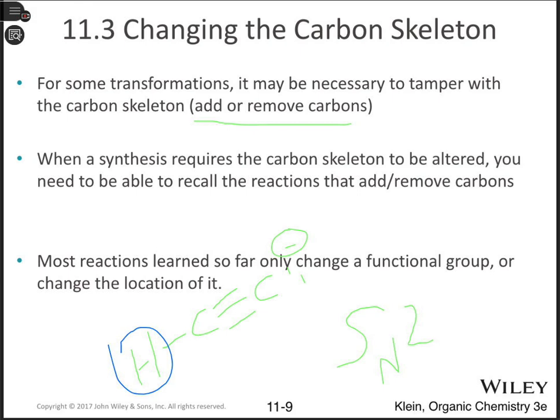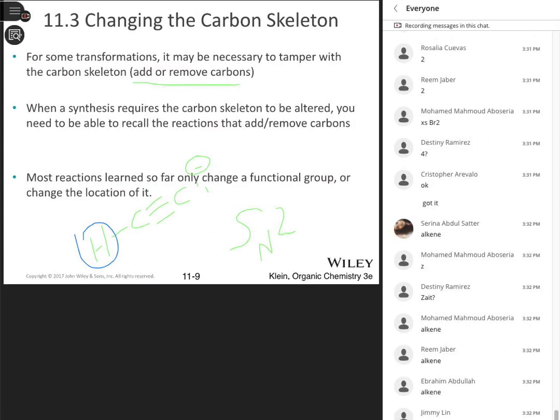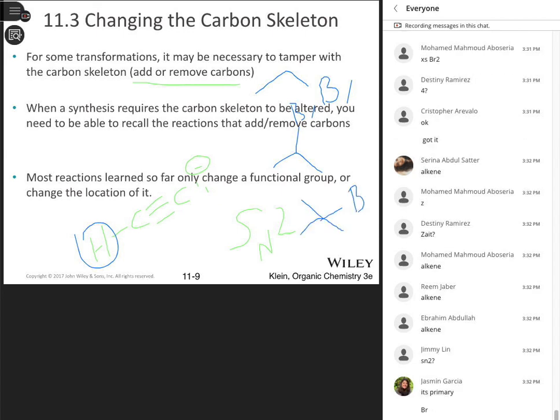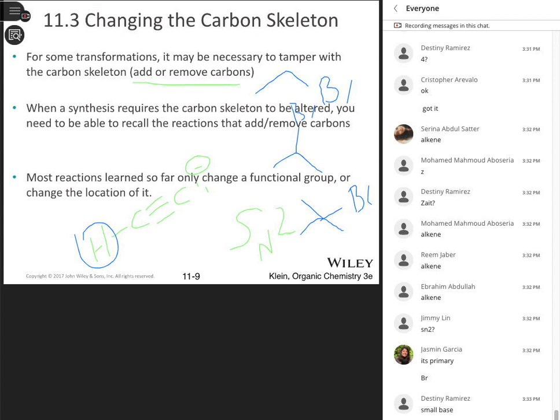The catch is, what's the catch? The haloalkane must be what? I'll give you an example. This is a haloalkane. This is a haloalkane. This is a haloalkane. Can I do SN2 reactions with all 3? No, you're right. It has to be primary.